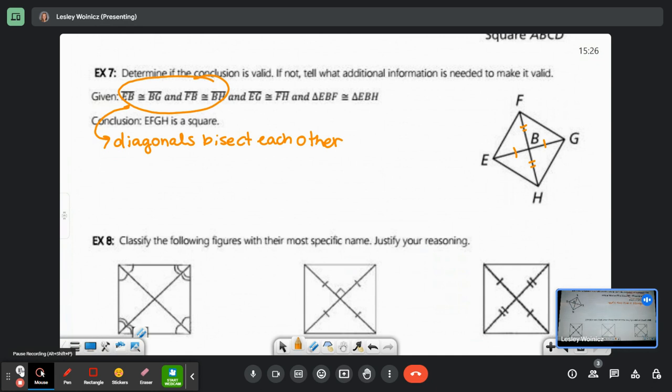Okay, go back and look at your 4.1 notes. Aren't we in 4.2? No. Okay, okay, just yelling stuff out to yell stuff. If the diagonals bisect each other, we know it's a parallelogram.